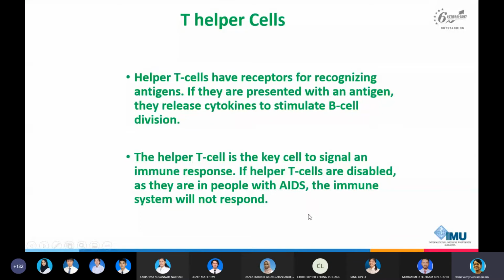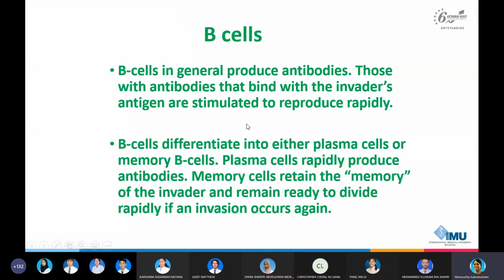B cells, in general, will produce antibodies upon activation. Those with antibodies that bind with the invader's antigen are stimulated to reproduce rapidly, meaning as long as they are activated by specific antigens, they will increase in number. These cells will differentiate into either plasma cells or memory B cells. Once the B cells are activated, they are known as plasma cells. They release antibody, and then there is another set of cells known as the memory B cells.